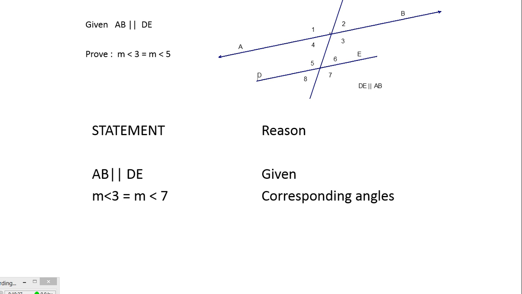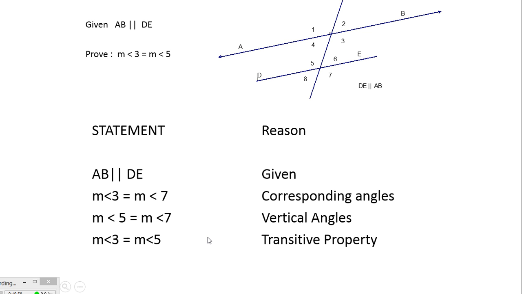Now, what's the link? We've got to go to 3 to 5. Think about it. We've got 3 equaling 7, and we've got to end up with 3 equaling 5. That's what we're trying to show. How are we going to do it? What's the relationship? Look up here. 7 and 5. What are they? Vertical angles. There you go. 5 and 7 are equal vertical angles. Now what? If 3 is 7 and 5 is 7, makes sense that 3 is 5, transitive property, right? There you have it. There's a proof.